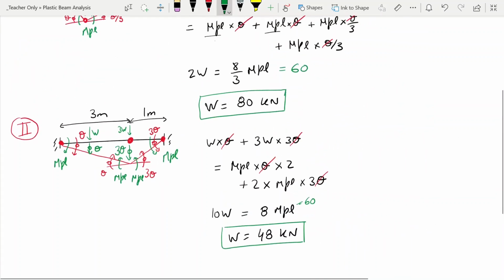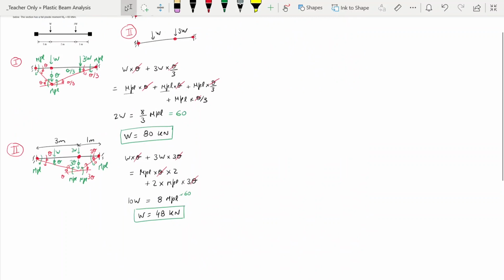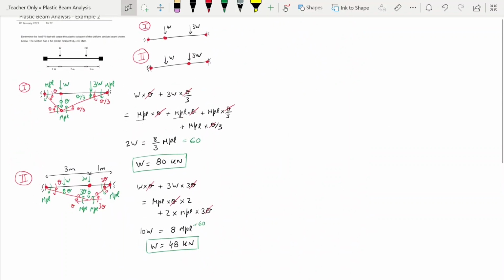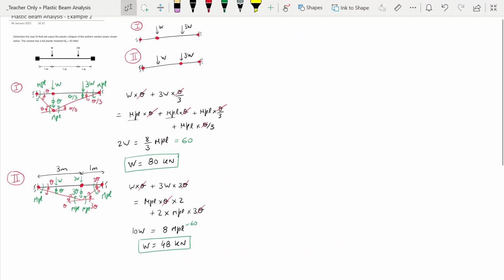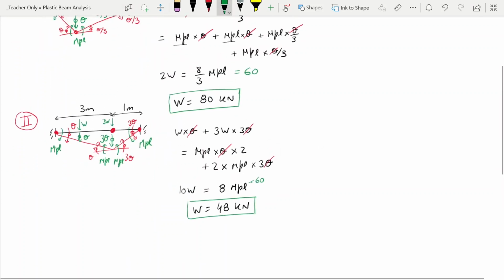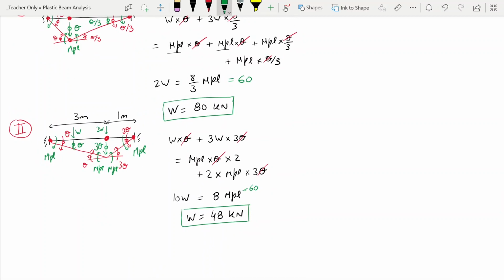And now we get to the interesting part of this type of problems, which is how do we choose which is the correct collapse mechanism and which is the one that happens first. So if we solve the first one and we realize that we need a load of 80 to break this beam, right, to cause the collapse of this beam, and we calculate the second and we realize we need 48 to break this beam, that means the 48 is a critical one. That means that this beam will never ever get to 80 because it breaks at 48.